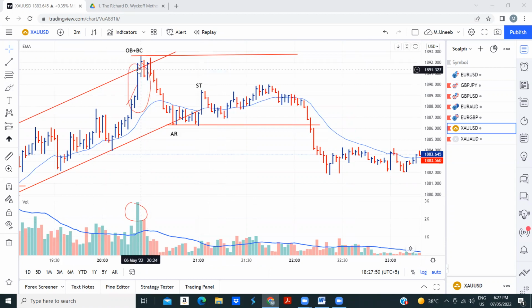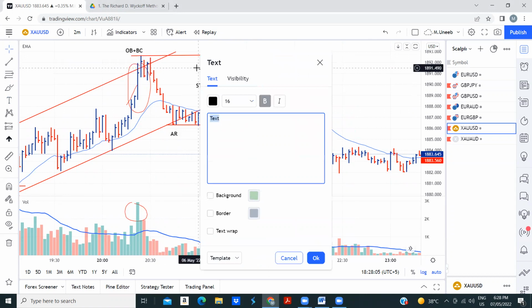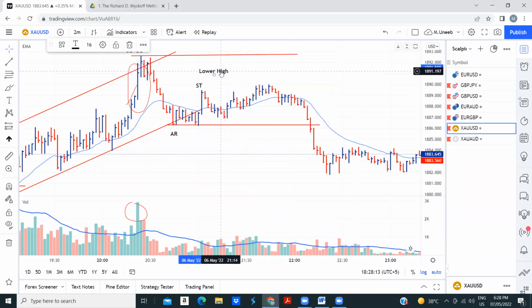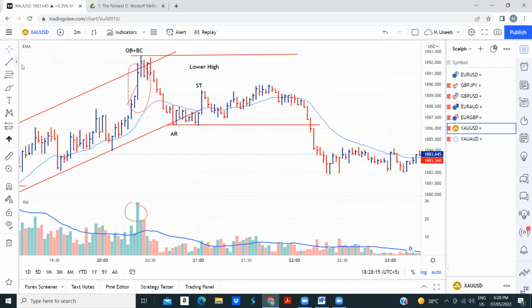So here we have secondary test. Now with secondary test, what do you notice about it? It doesn't go to the top. But we notice one thing. Is it bullish or bearish? This is bearish. Why? Because we notice a lower high. So this is bearish, right?